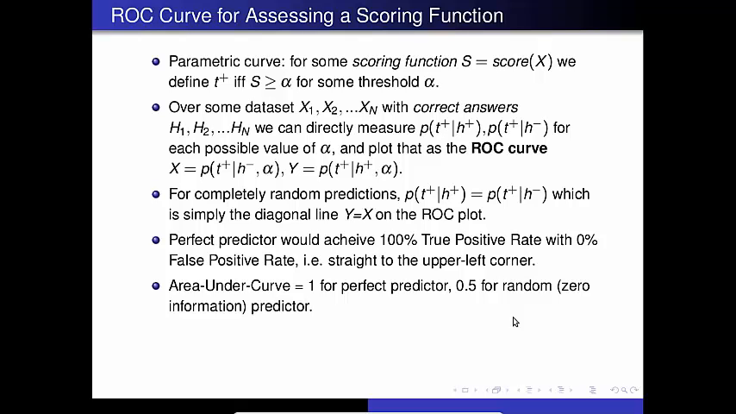Okay, so another classic tool for being able to assess the general value of one of these predictors is referred to as the so-called ROC curve. It stands for receiver operator characteristic, and comes from operations research during, I think, World War II.